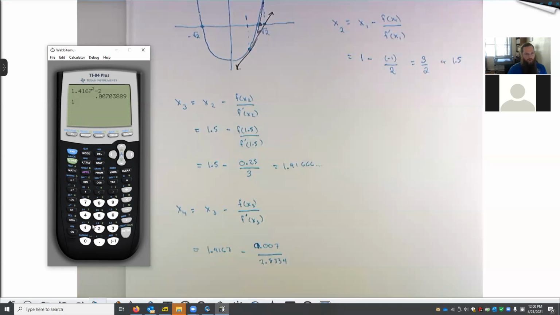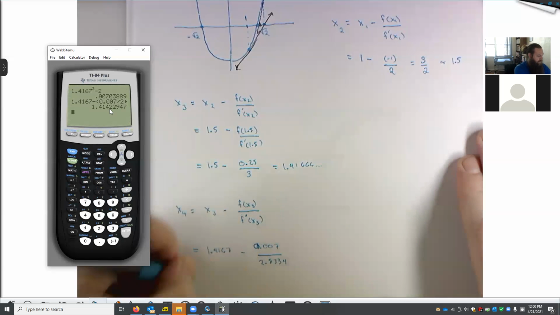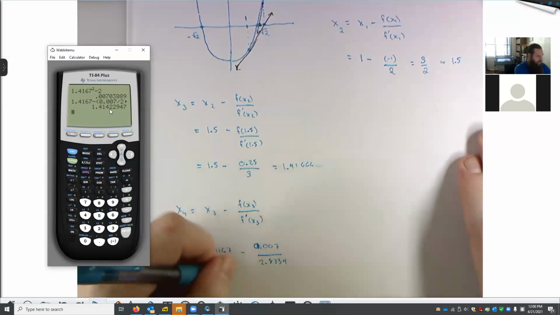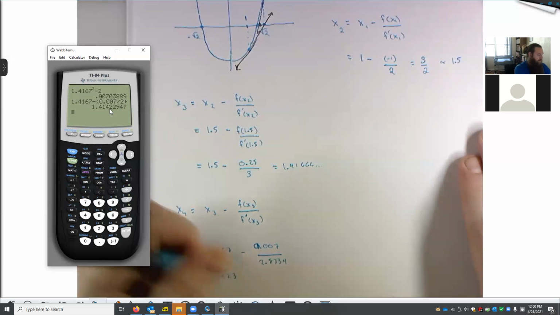So then I'll compute this line, 1.4167 minus paren 0.007 divided by 2.834. There's our x4, 1.41422. We'll round it here as 1.41423.